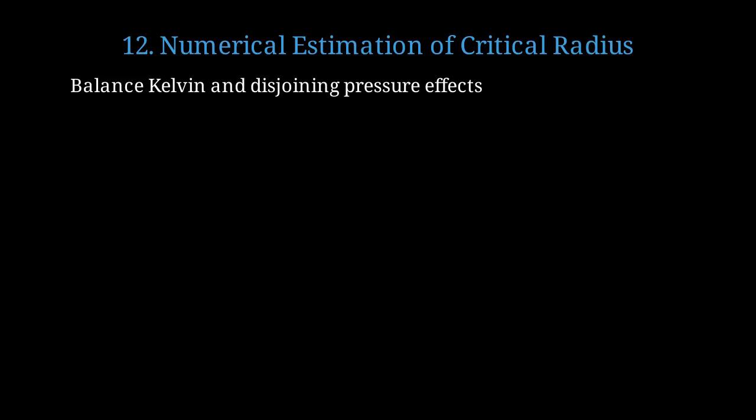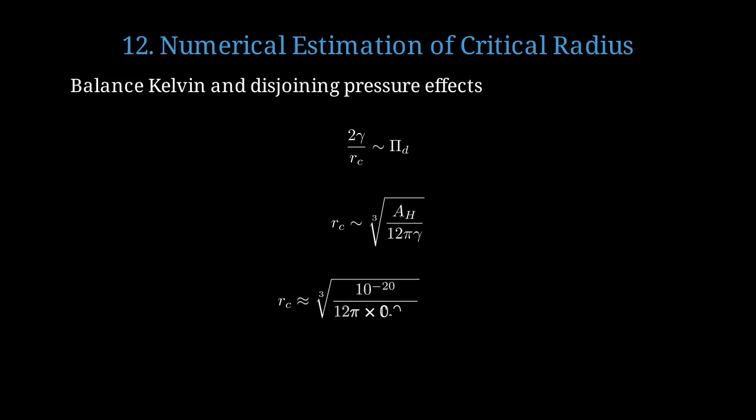Let's estimate the critical radius where evaporation stops. We balance the Kelvin effect that promotes evaporation against disjoining pressure that opposes it. At the critical radius R_C, Laplace pressure approximately equals disjoining pressure. This gives critical radius proportional to the cube root of Hamaker constant over surface tension. Plugging in numbers, cube root of 10^-20 over 12π times 0.072, giving approximately 2 nanometers.